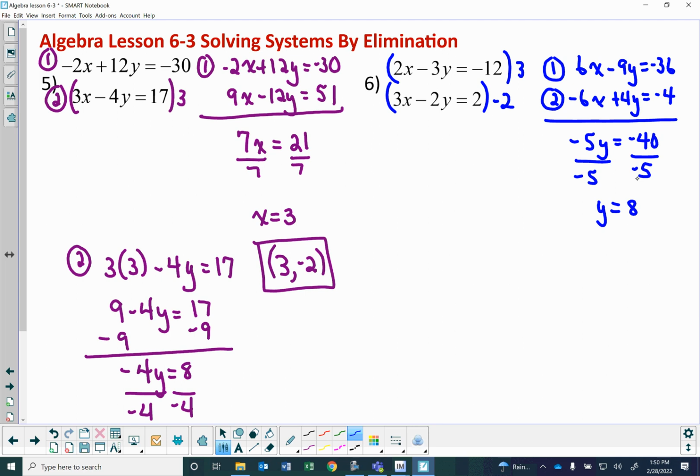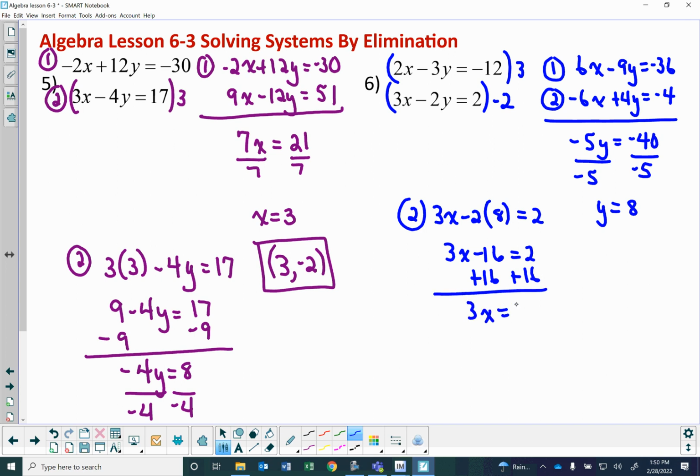Let's plug it into equation 2, because equation 2 has the smaller constant. So 3x minus 2 times 8 is equal to 2. So 3x minus 16 equals 2. Add 16 to both sides. You get 3x equals 18. Divide both sides by 3, and x is equal to 6. So the solution of this system is 6, 8.